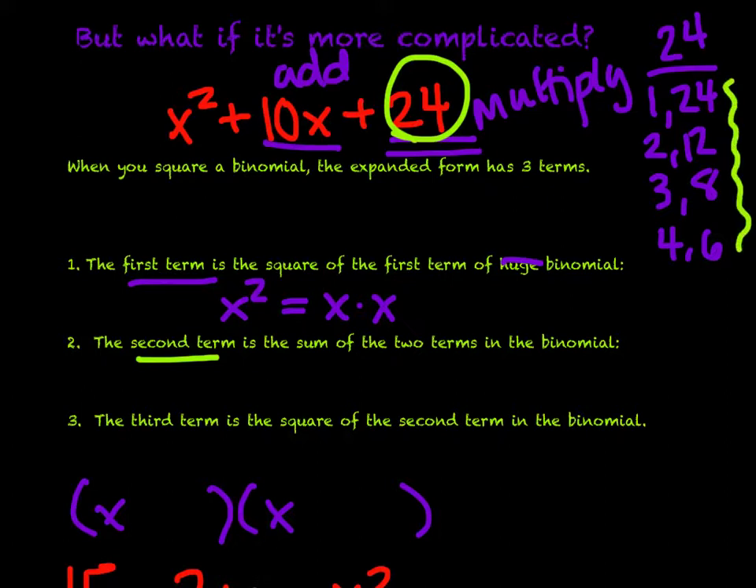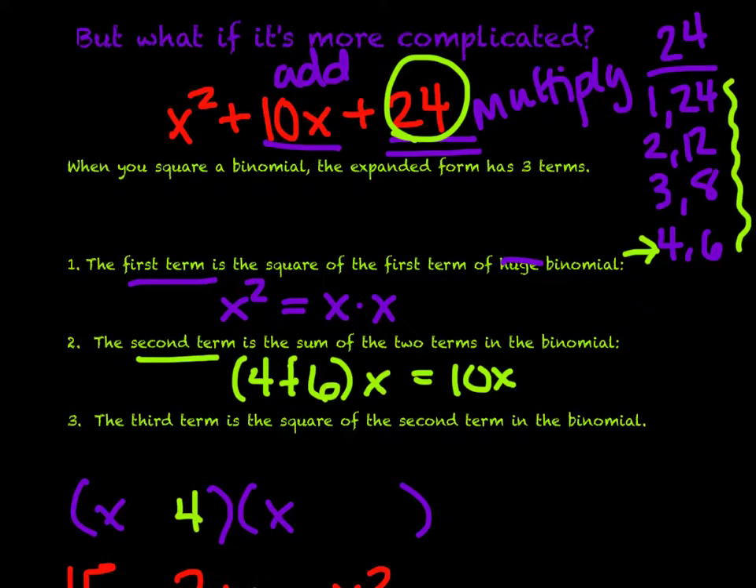We know 10 could be 1 plus 9, 2 plus 8, 3 plus 7, 4 plus 6, or 5 plus 5. Since 4 plus 6 is also a factor pair of 24, that seems like a pretty good shot. So our next term would be 4 plus 6, and we still have that x added in there, so it'd be 10x. So we could try 4 and 6.